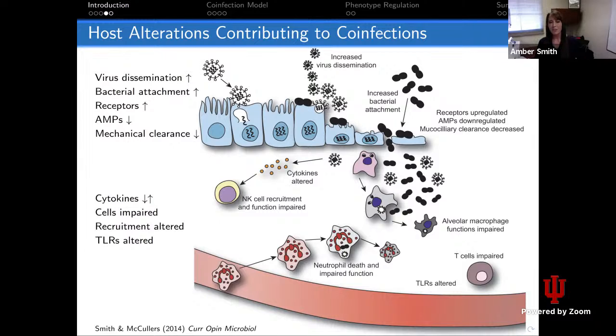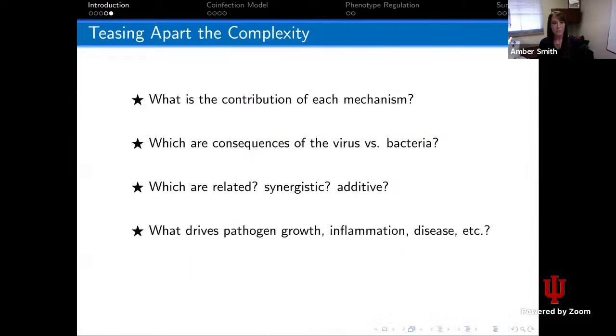And so this makes trying to understand what is actually happening and trying to understand the regulation of it extremely complicated. And that's where I had originally started in wanting to look at this mathematically, because we can start to tease apart that complexity and understand what the contribution is of different mechanisms, which are contributions from the virus, but which are contributions from the bacteria. How are they actually related? It might be that most of these mechanisms are related to each other and just downstream of one another. They might be synergistic versus additive. And then we're trying to also understand what is driving that pathogen growth versus inflammation versus disease, which, although they're related, are not identical.